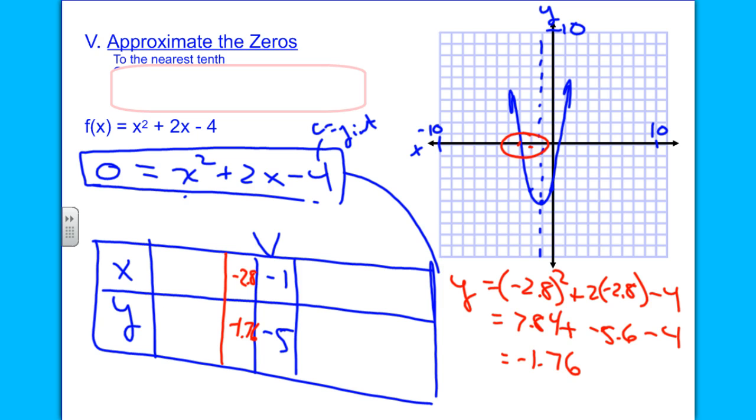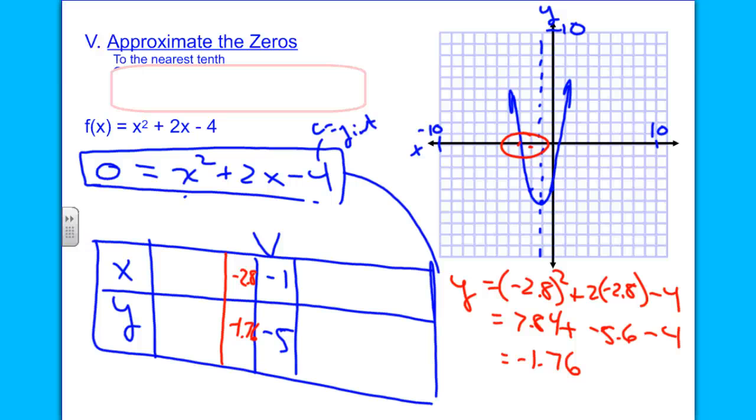Where will you go? Who wants to go further negative with your x? Who wants to go a little positive with your x? More people are saying positive. So give me the next thing that we could try. Carly. -2.6, it's a little more positive.